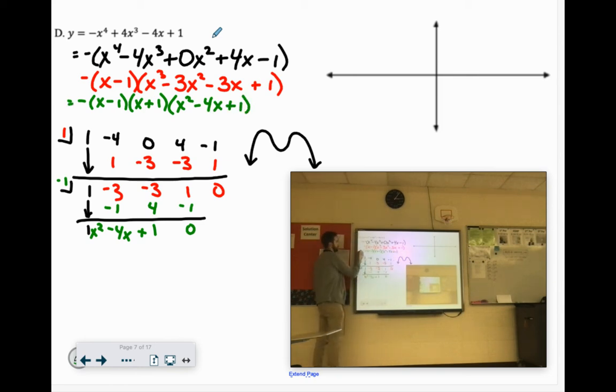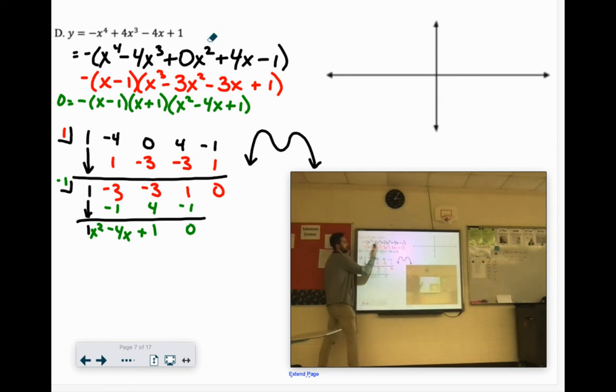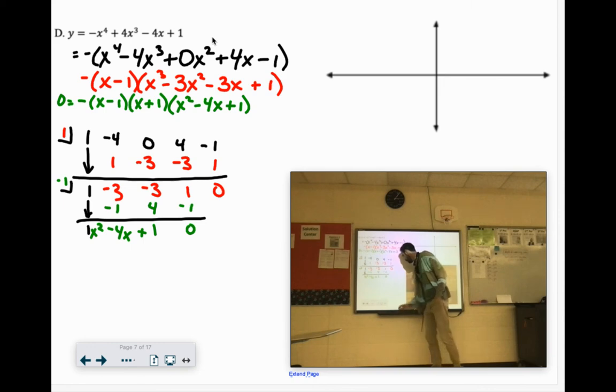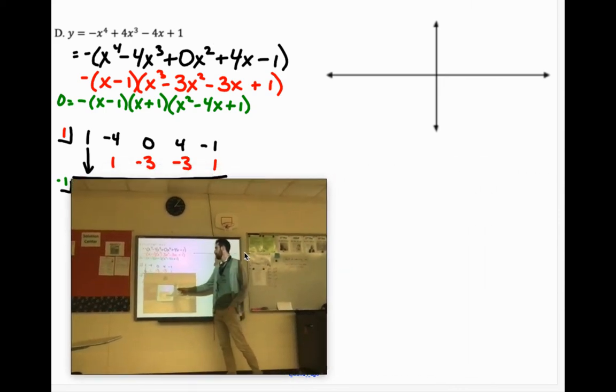Wow. Okay. Now, if we're looking to factor that, what factors of 1 add up to 4? That's not even possible. So what we're going to have to do is bring in the quadratic formula. I know you missed it.